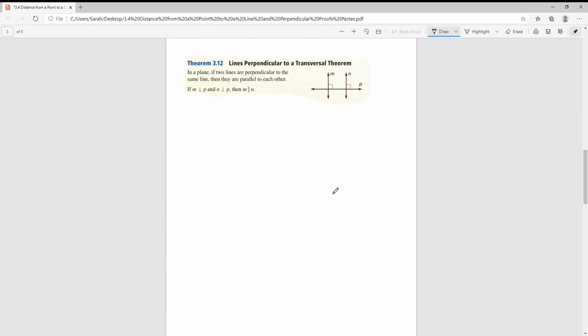And last of these theorems, lines perpendicular to a transversal theorem, says if you have 2 lines that are perpendicular to the same line, so in this case line M and line N are both perpendicular to line P, then line N has to be parallel to line M. That was kind of a tongue twister. So same idea. I'm going to call this angle 1, this angle 2. Angle 1 and angle 2 are corresponding angles. Since they are congruent, that means that line M is parallel to line N.